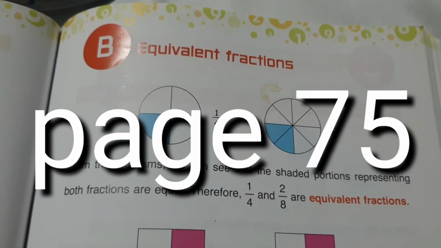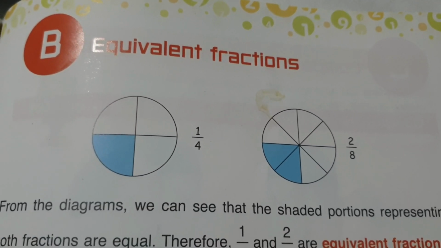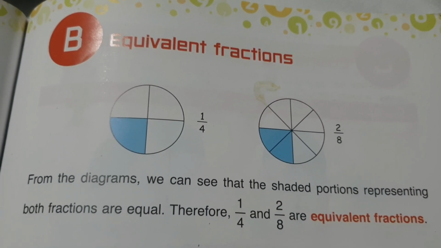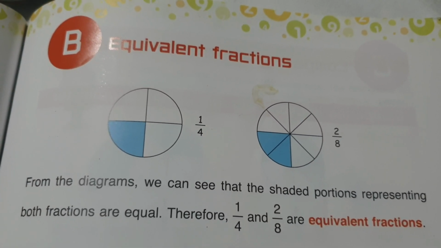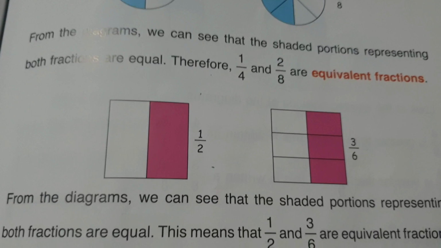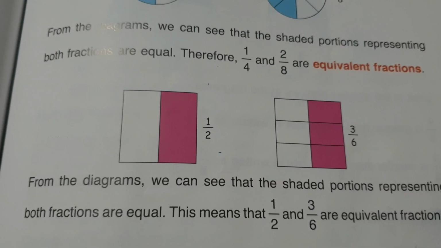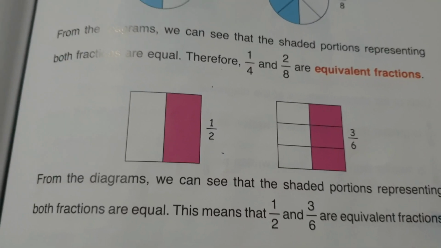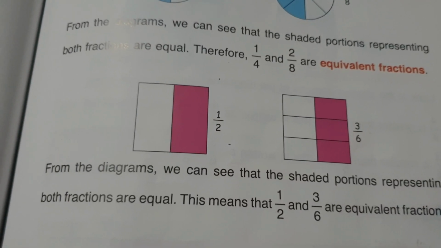On page 75 of your textbook, let's look at the first pair of fractions, 1/4 and 2/8. From the pictures or the diagrams, we can see that the shaded portions representing both fractions are equal. Therefore, 1/4 and 2/8 are equivalent fractions. The second pair is 1/2 and 3/6. From the diagrams or pictures, we can see that the shaded portions representing both fractions are equal. This means that 1/2 and 3/6 are equivalent fractions.